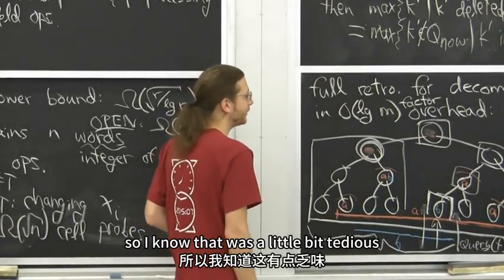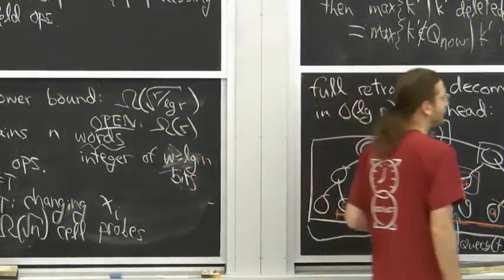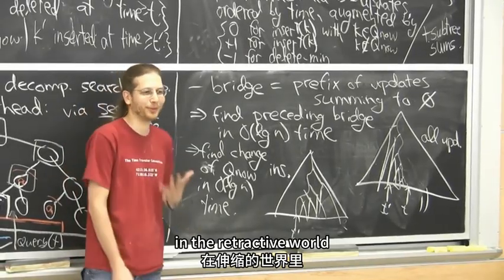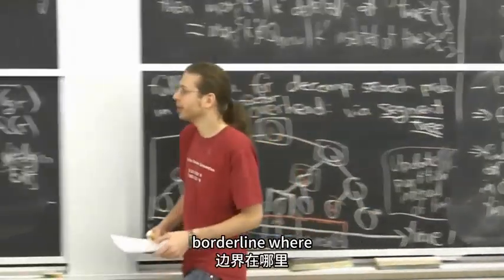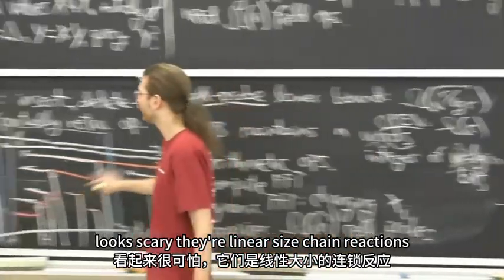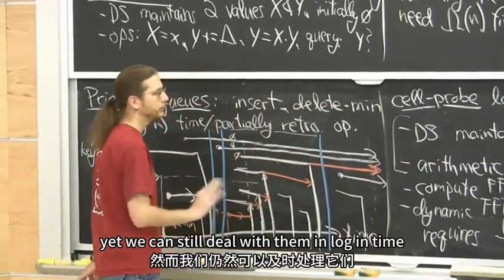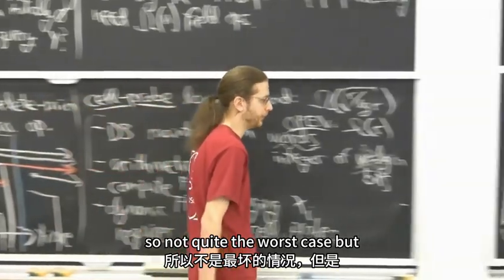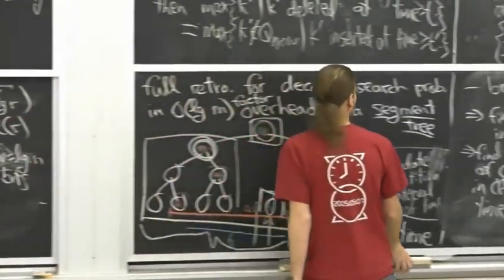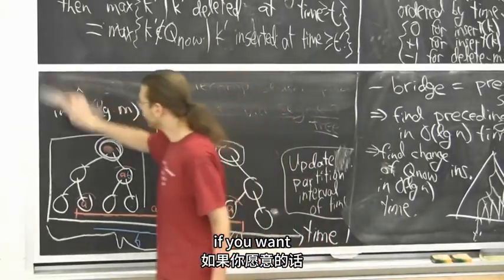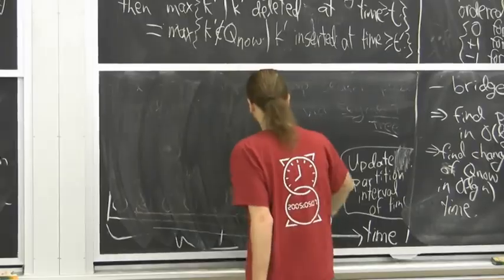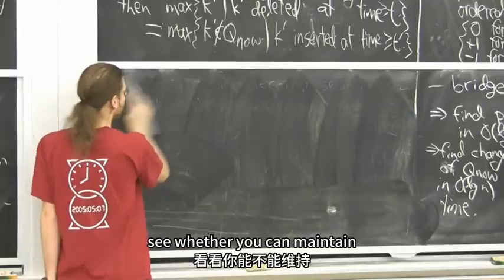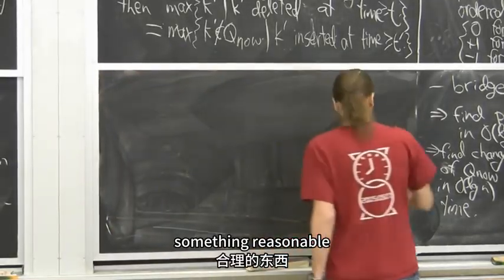So I know that was a little bit tedious, but this is sort of, it's not quite the coolest thing we know how to do, but it was the first cool thing we knew how to do in the retroactive world. It's this nice borderline where it looks scary, there are linear sized chain reactions, yet we can still deal with them in log n time. So not quite the worst case, but also not easy. So in general, if you want a retroactive data structure for your favorite data structure, you're going to have to think along these lines, see whether you can maintain something reasonable.